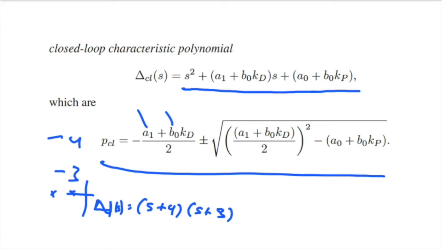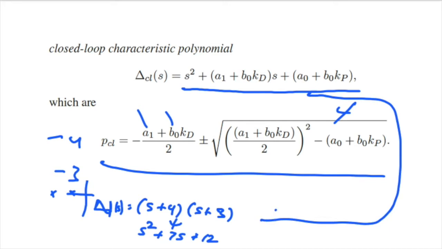Even if you don't, solving this is a bad thing, right? I don't like taking square roots and all, so what you can do is open this up: s squared plus 7s plus 12. So this is the closed loop characteristic equation. You can actually compare this with this equation.